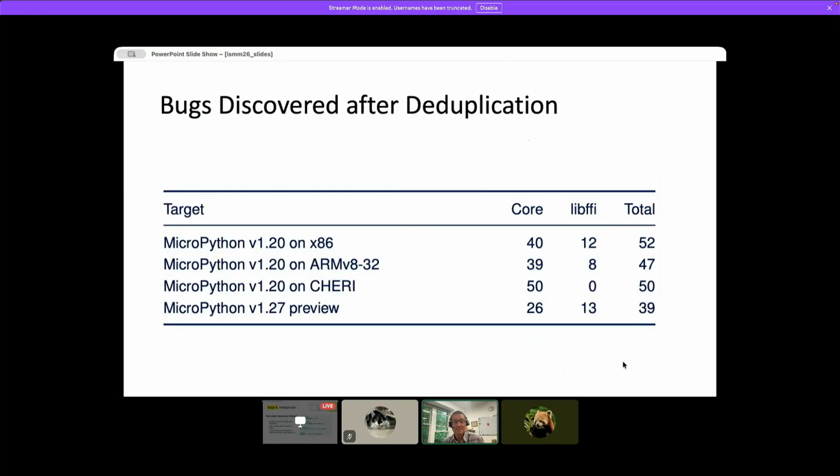So these are the deduplicated problematic cases we found. Our experiments were running on MicroPython version 1.20, so this is a few months ago when we ran this code. We see there are more bugs on CHERI than on the non-CHERI system, which is because of the extra memory safety. We couldn't run an FFI on CHERI; we didn't have that working. Then we also looked at a more recent, practically bleeding edge MicroPython, and the number of bugs was reduced. So they have fixed some of them, but there are still some bugs there.